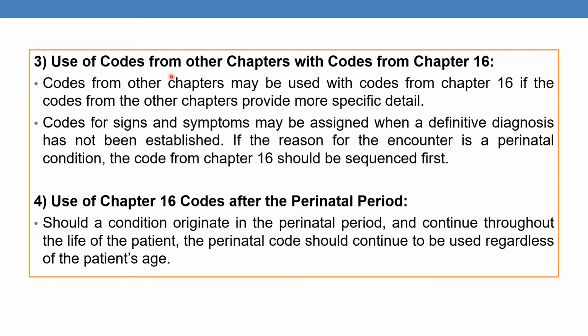Next guideline, use of codes from other chapters with codes from chapter 16. Codes from other chapters may be used with codes from chapter 16 if the codes from the other chapters provide more specific detail. And codes for signs and symptoms may be assigned when a definitive diagnosis has not been established. If the reason for encounter is a perinatal condition, a code from chapter 16 should be sequenced first. And in general, you can use codes from other chapters if they provide more specific details.